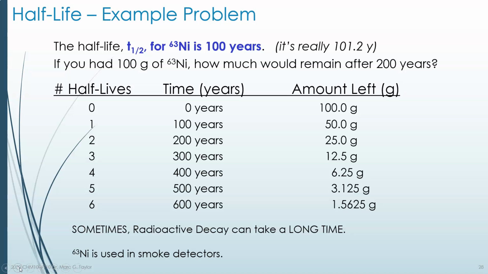And you can just take your calculator, type in the original amount, divide by 2, and just keep dividing by 2 for as many half-lives as you need to count, and that will tell you how much you have left when you're done. So in this case, you can see that it takes a long time for all of the nickel 63 to disappear, hundreds and hundreds of years. And like I said before, this is used in smoke detectors. It's one of a couple different isotopes that's used in smoke detectors.